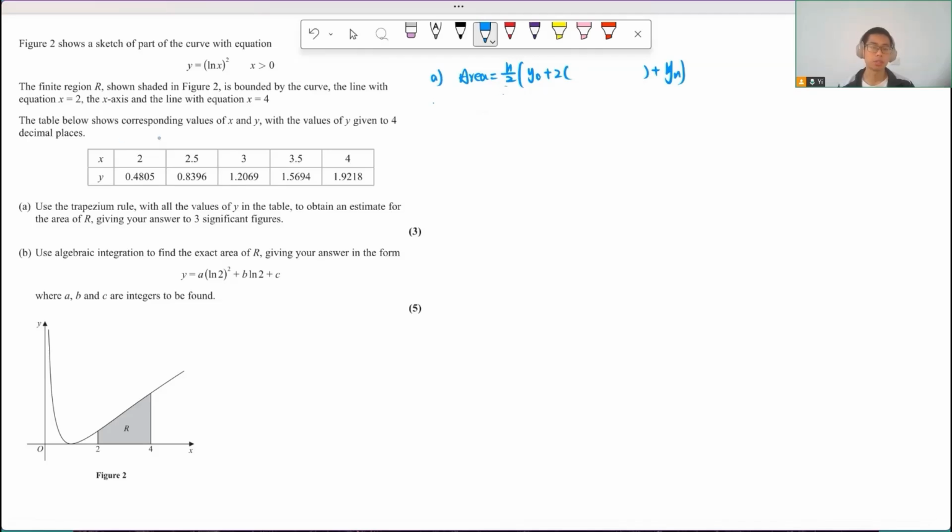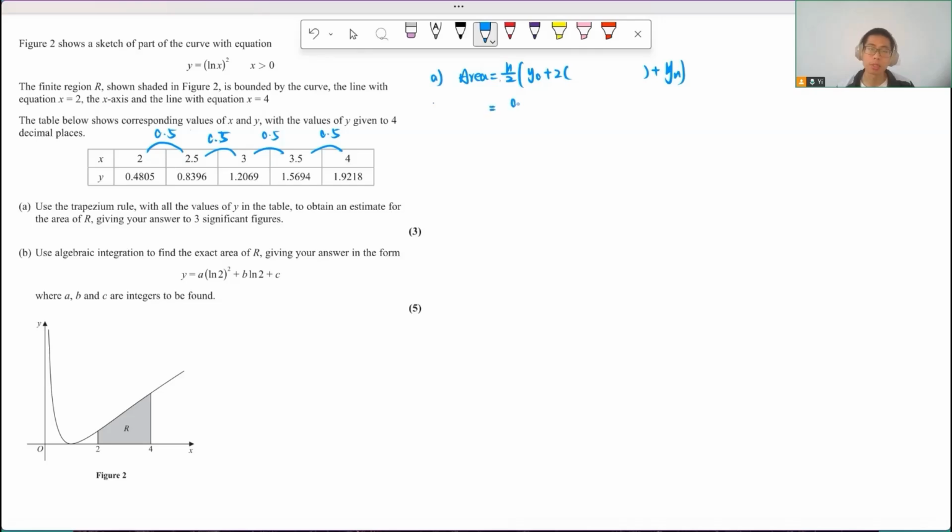h is just the difference between any two consecutive values. So 2 and 2.5, the difference is 0.5. 2.5 to 3 is also 0.5, and 3 to 3.5 also 0.5. The difference is always the same because we cut it into equal strips. That's why the difference between each two values is the same, so you can just take the difference between any two values and that is our h.